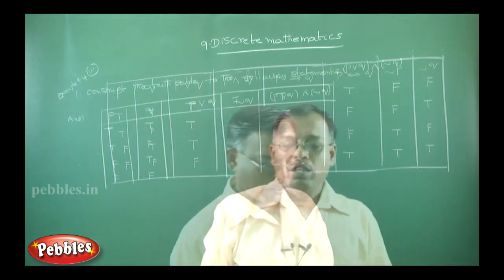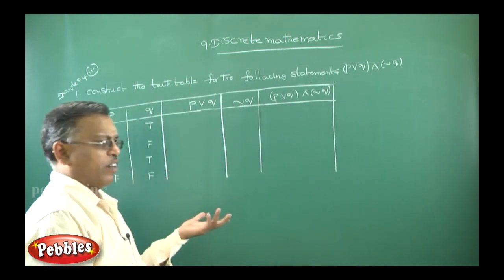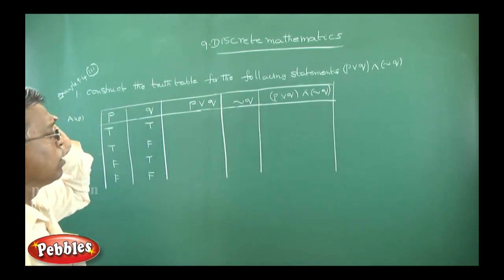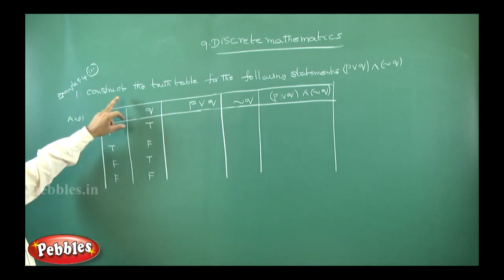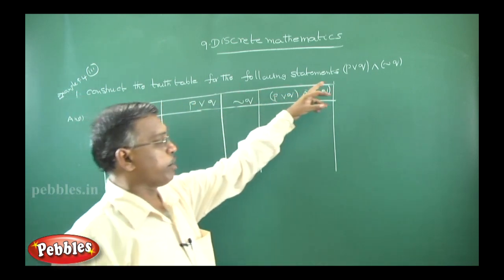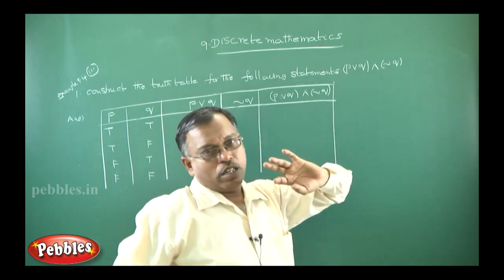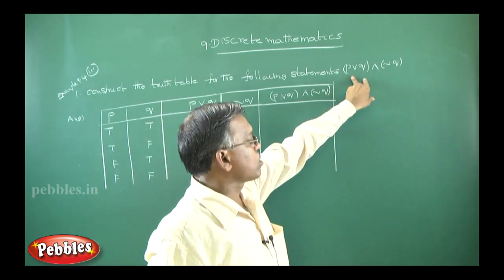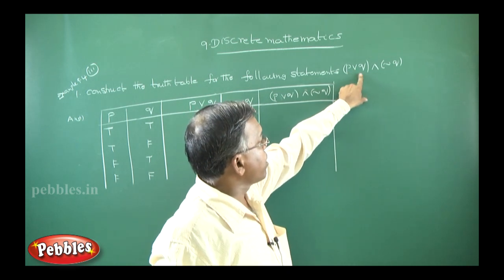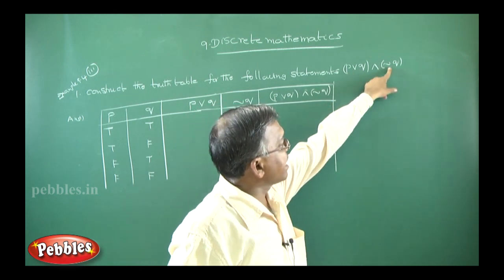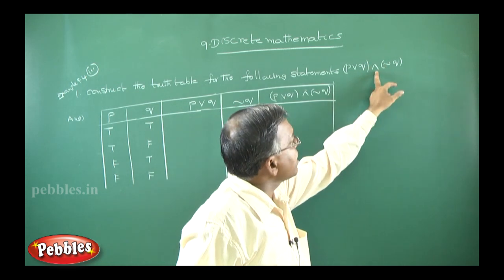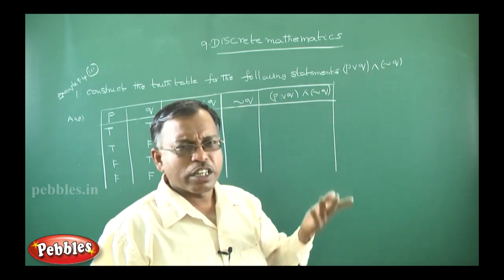Okay, we will see now. This is a very simple model. They will ask you just to construct the truth table for the given statements. Construct the truth table for the following statements: P or Q and negation Q. That means first you have to frame the column P, Q. Next negation Q column. Next, AND for these 2. That's it. So, very simple.